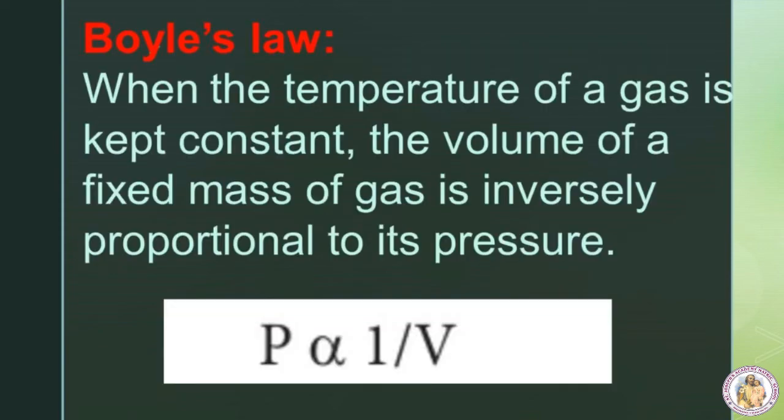What is Boyle's law? When the temperature of a gas is kept constant, the volume of a fixed mass of gas is inversely proportional to its pressure. So here the temperature of gas is constant. So P is inversely proportional to V. When the pressure increases, the volume will decrease. When the volume increases, the pressure will decrease. So P is pressure, V is volume.